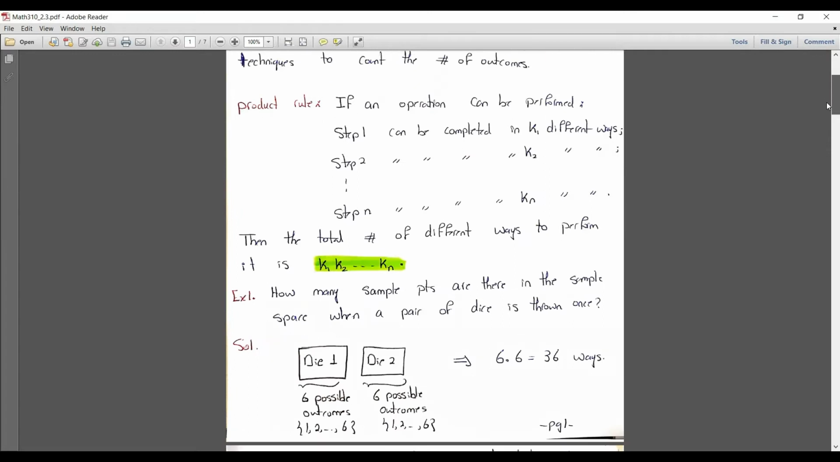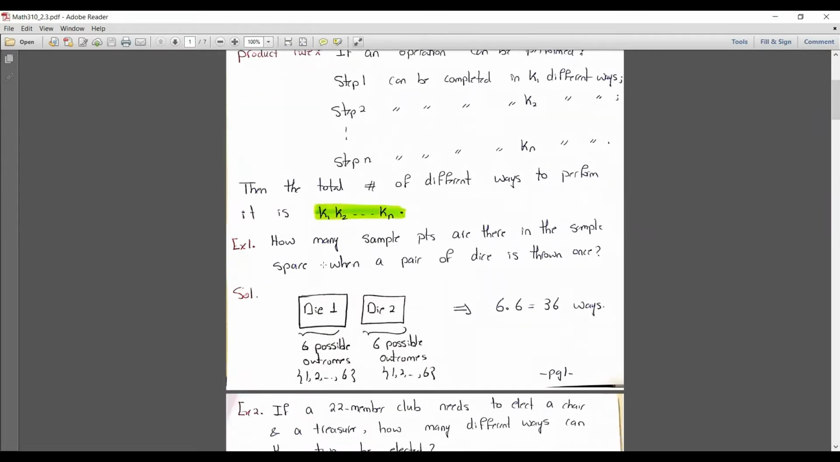In order to understand it, here we illustrate it via a simple example. All of you know what we mean by a die. A die has 6 outcomes, 1, 2, 3, 4, 5, 6. If we throw a die, we're going to get either 1, or 2, or 3, or 4, or 5, or 6. But here we are asked how many sample points are there in the sample space when a pair of dice is thrown once. It means that we have 2 dice and we are throwing them at the same time.